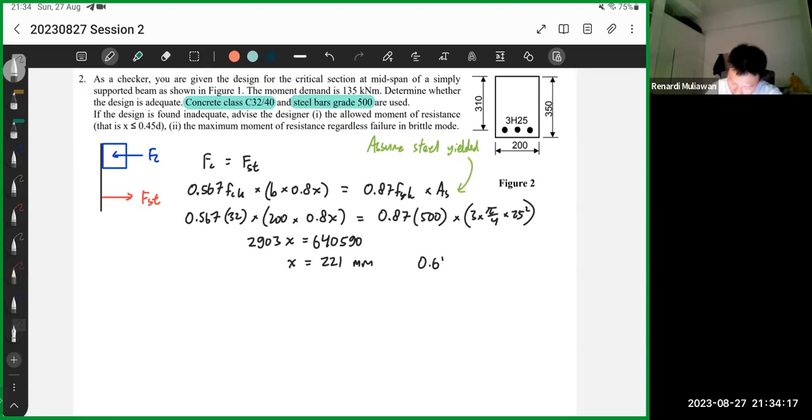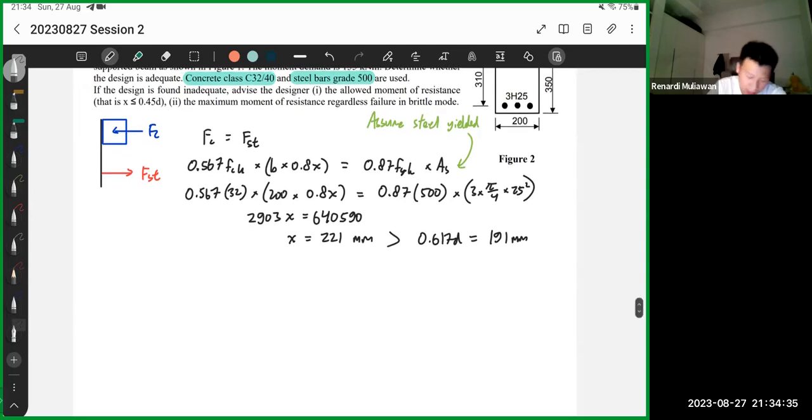Again, we check our assumption. So what's 0.617D? That's how we check. 0.617D, D is 310, not 350. Be careful. 191. And if you notice that X is bigger than 0.617D, what this means is it's a brittle failure. Okay, and steel has not yielded. So steel has not yielded.